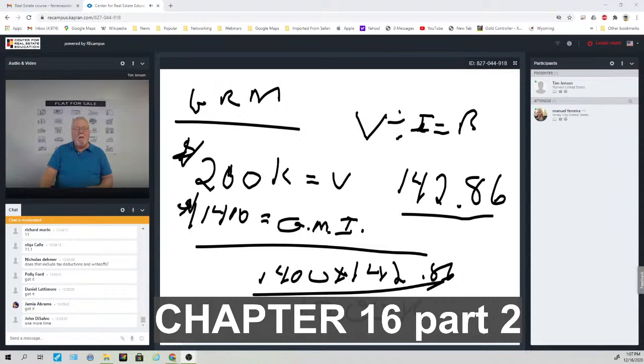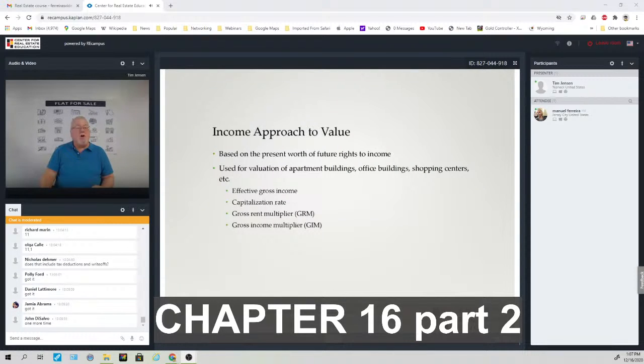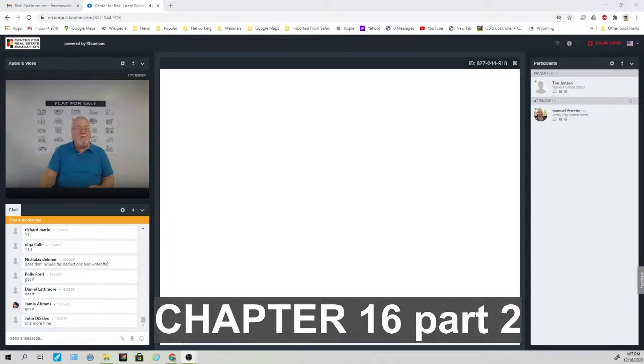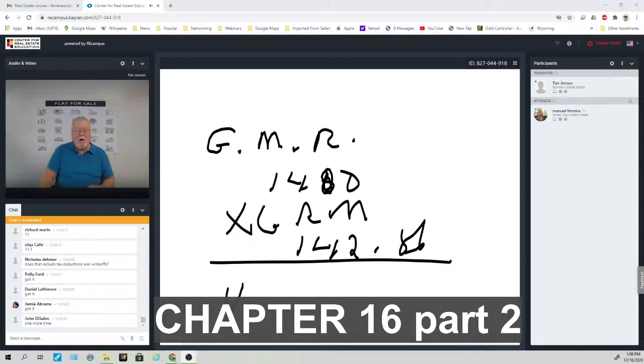So that works. So now I can determine gross rent multipliers by taking value and dividing the income it produces to determine gross rent multiplier. To determine value, I would take the gross monthly rent, $1,400, times the gross rent multiplier of, what was it, 142.86, and get a value of 200,000.